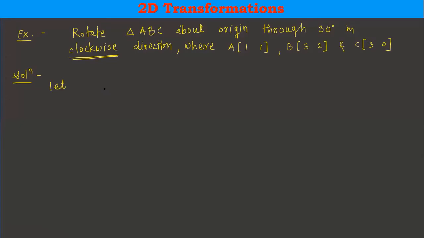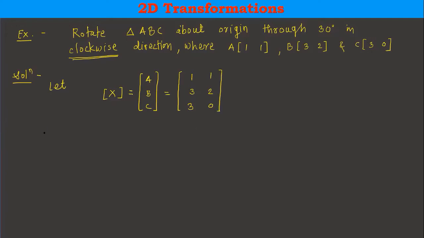Let X be the position matrix of the original triangle ABC. So what is the position matrix of triangle ABC? A, B and C. Where A is (1, 1), B is (3, 2), and C is (3, 0). So this is the position matrix of the triangle ABC.